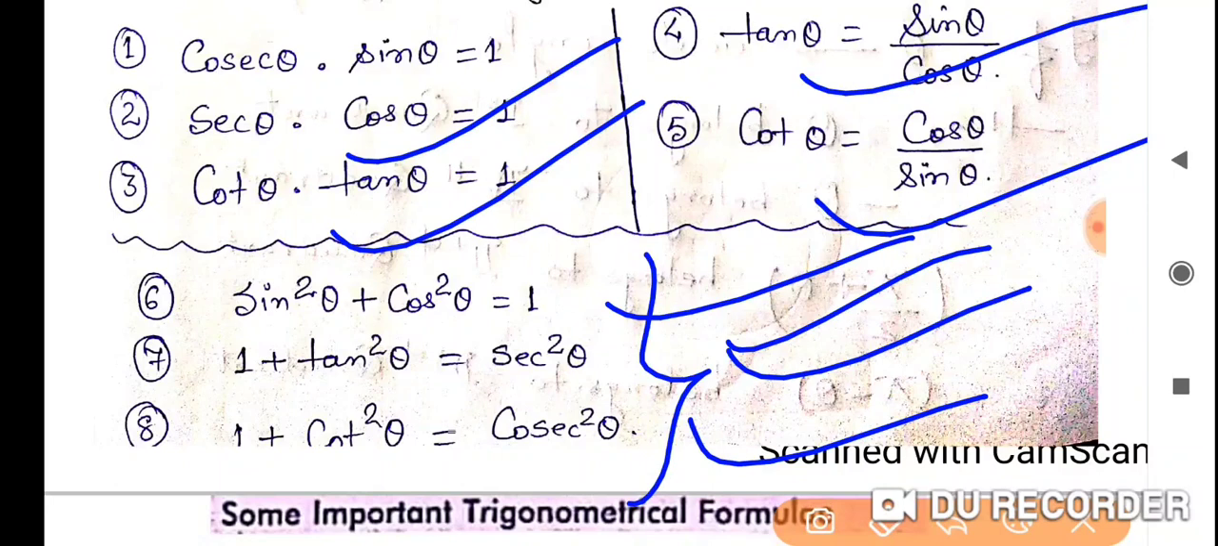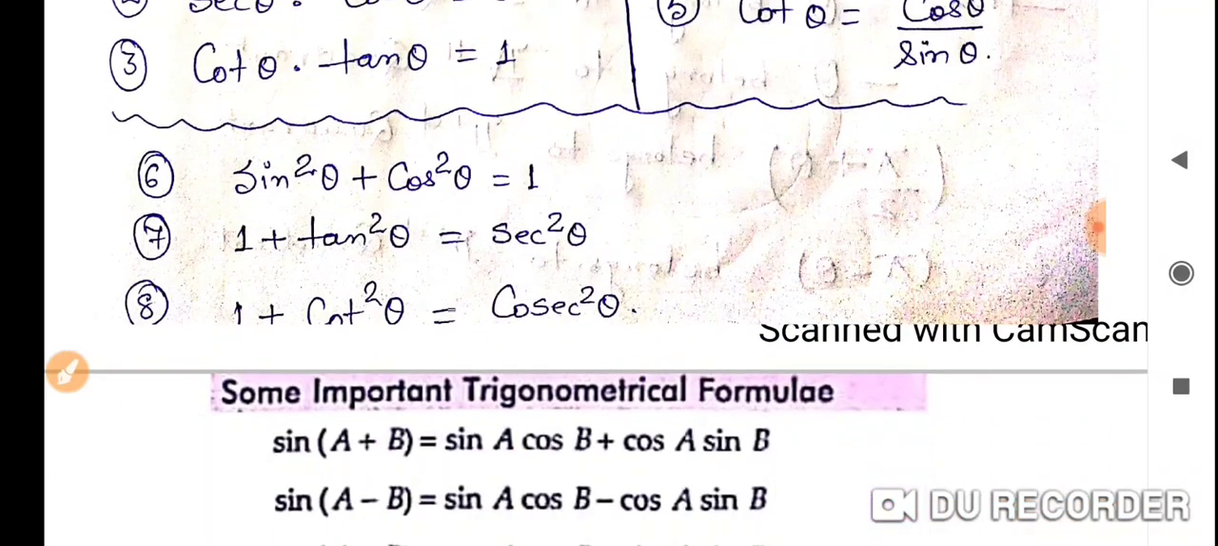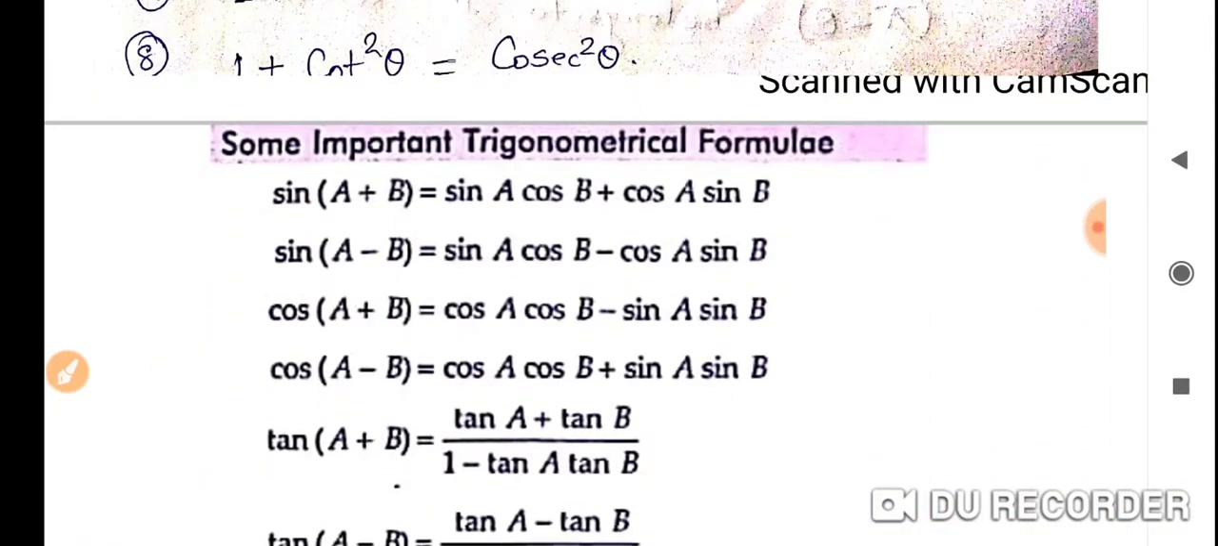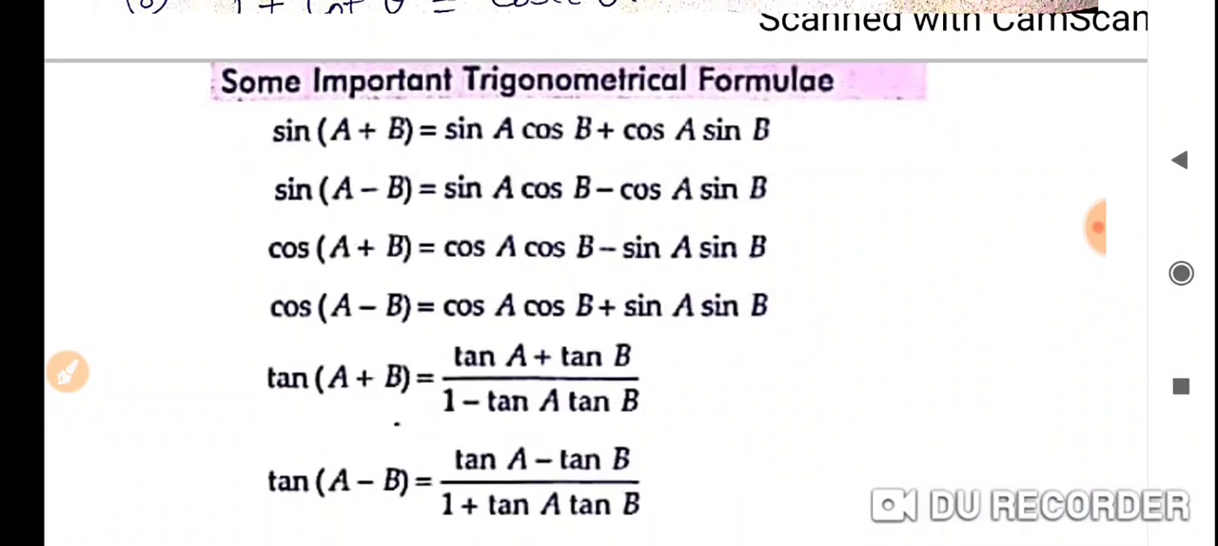Dear students, you have to remember all these identities fluently, and I am quite sure this will prove very helpful in your future study of physics, in all the chapters contained in your syllabus. Next, we will start some important trigonometrical formulae. You have to remember all these identities. You must remember, because these are very important.